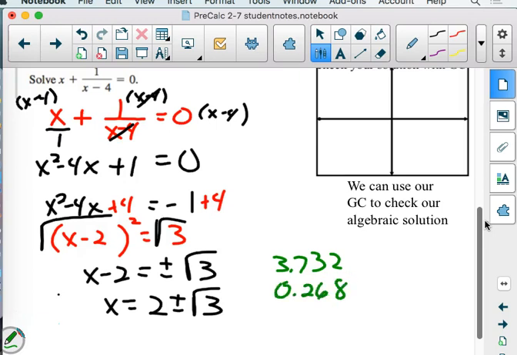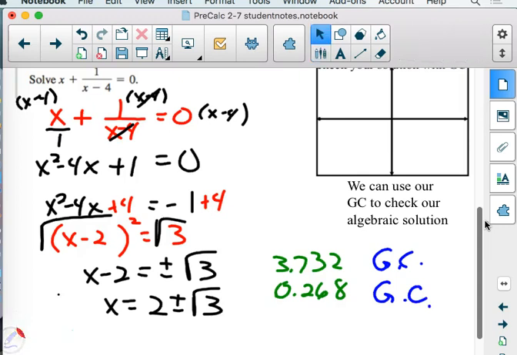0.26, about 8 to 3 decimal places. So that's what I'm expecting. Now, if I am grading your test paper, I need to know that you checked. So if you're going to check with the graphing calculator, you're going to have to do something like this to show me that, and just put GC.